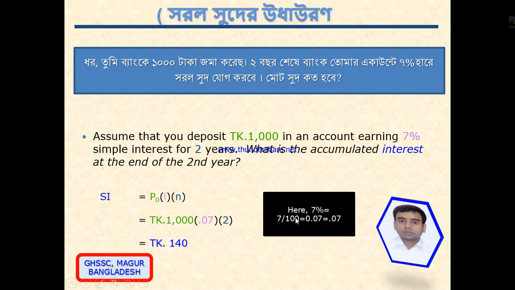7% means 7 divided by 100, equal to 0.07, or you may write down 0.07. So for 1000 taka, the interest rate is 7% and the number of years is 2. So the calculation figure is 140 taka. 140 taka is the total interest at the maturity of the second year.